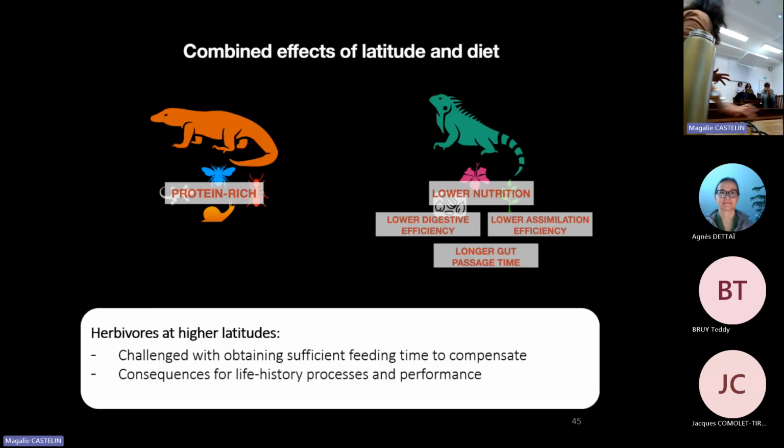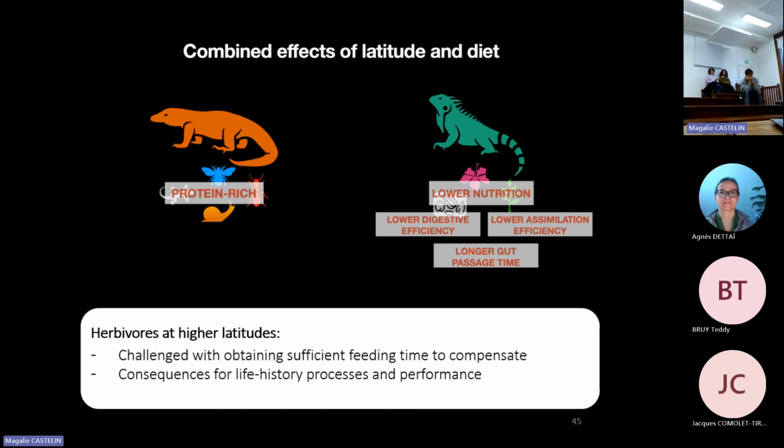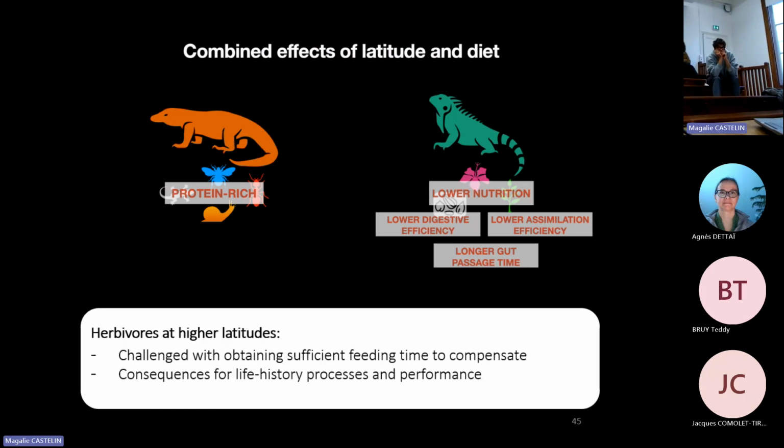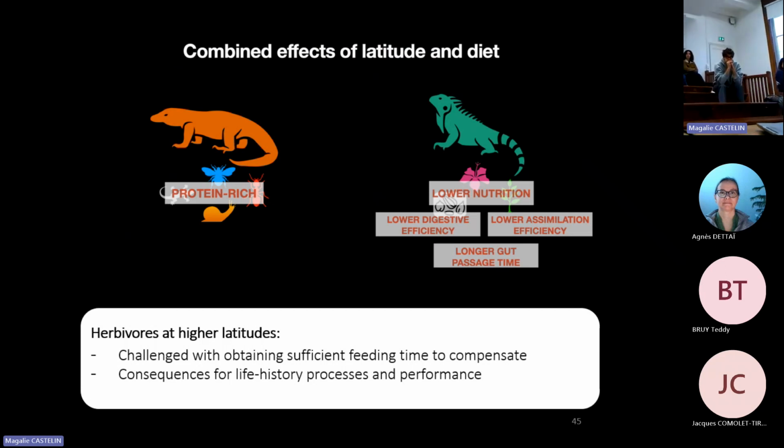Now, add that to the fact that there's a latitudinal gradient in temperature, right? So herbivores at higher latitudes may be challenged with obtaining sufficient feeding time to compensate, right? Because it's cold and you don't have that much time to eat. And so this is what we predicted would have consequences for life history processes and performance. So this is our hypothesis here. So we went into this global study thinking that the latitudinal gradients that we see broadly, when split up by diet type, will give us different slopes, right?